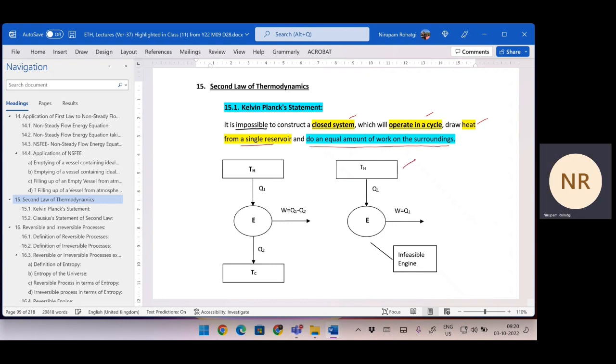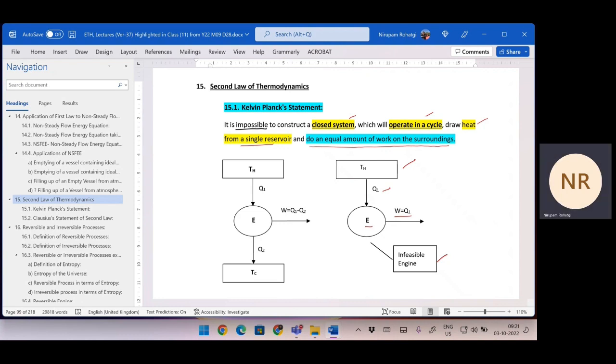You have one reservoir which is having temperature TH. You are drawing heat Q1 from this. There is an engine which is working in a cycle, continuously drawing heat from this reservoir and doing an equivalent amount of work. W is equal to Q1. We are not saying W is greater than Q1 or W is less than Q1. We are not violating the first law. W is equal to Q1. So such an engine is infeasible. It is not possible.